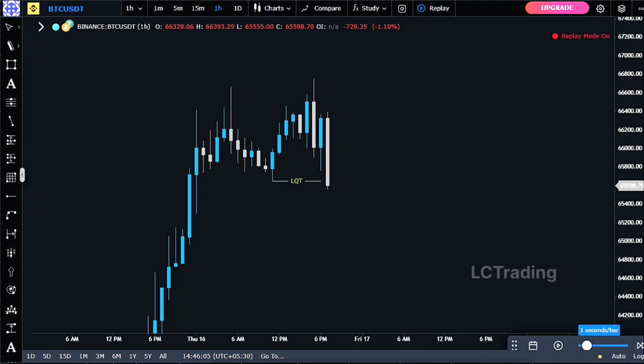It's a basic video, but it is important for smart money concept. It's a Bitcoin chart, 1 hour time frame. Market taking inducement and creating one bullish candle, but the market did not create any order block.